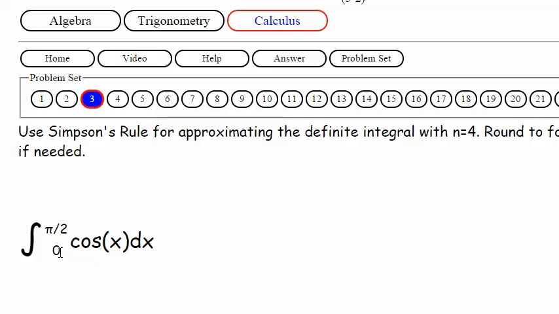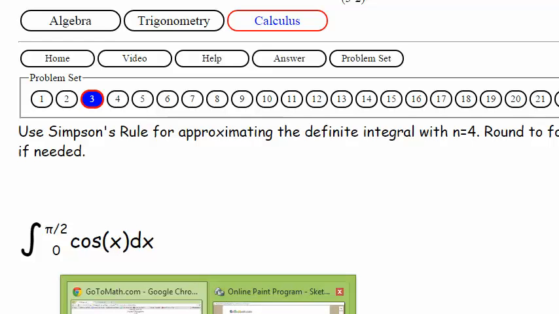All right, so let's go ahead and write this down. 0 to pi halves of cosine x dx. So we're using a method here for approximating this guy called Simpson's rule. And first thing we're going to do, let's get delta x. So delta x, remember, is b minus a over n. N's the number of subintervals.